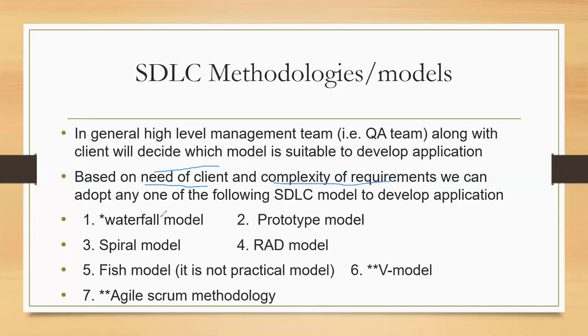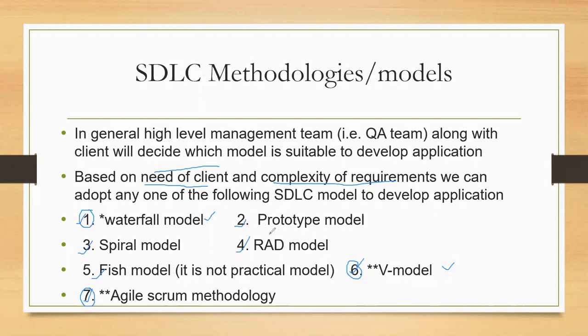But in general, the waterfall model, prototype model, spiral model, RAD model, fish model, V model, and agile scrum methodology, these are the various kinds of models there are. But the more important ones are the waterfall model, V model, and agile. These are the three things. In the next video, I'm going to discuss the agile scrum. In this session, I'm going to discuss the waterfall model and V model.